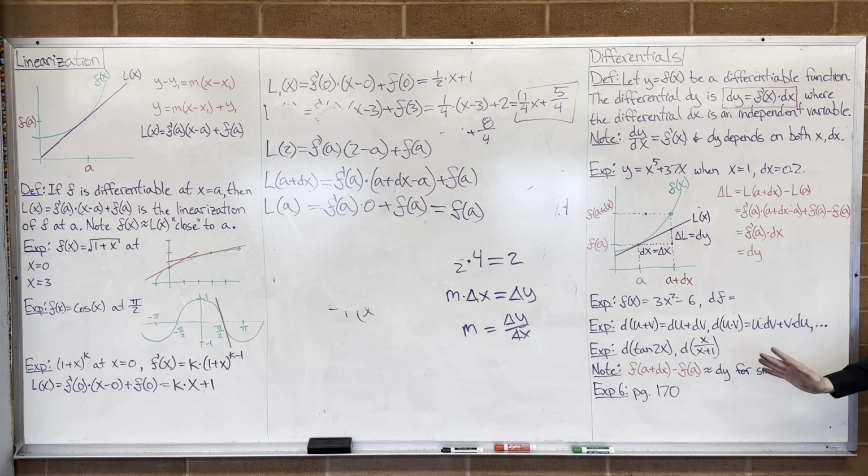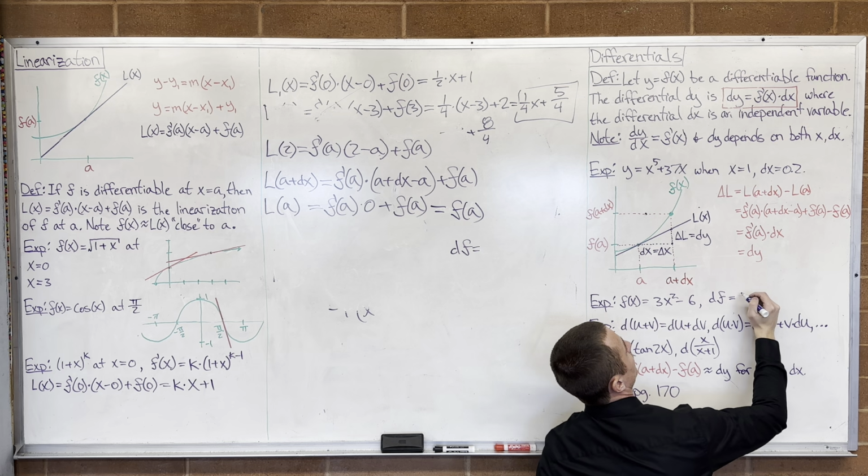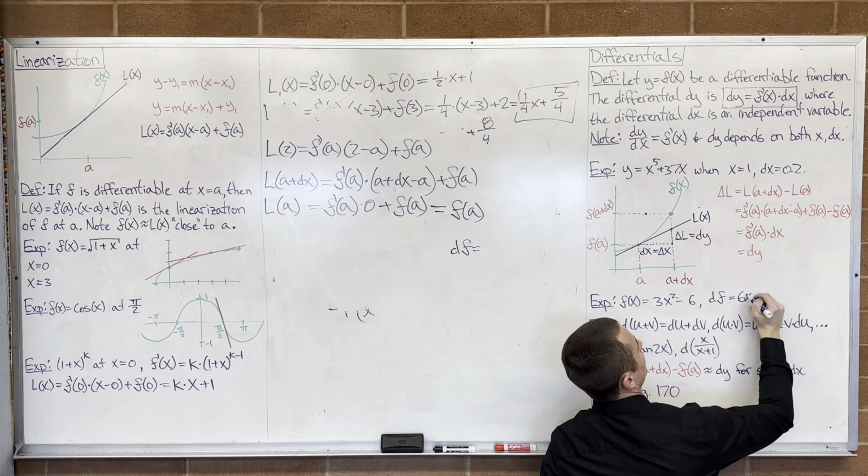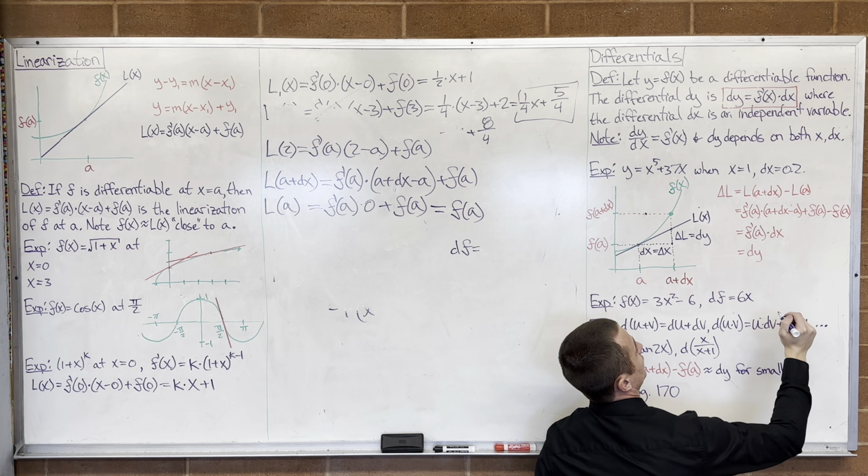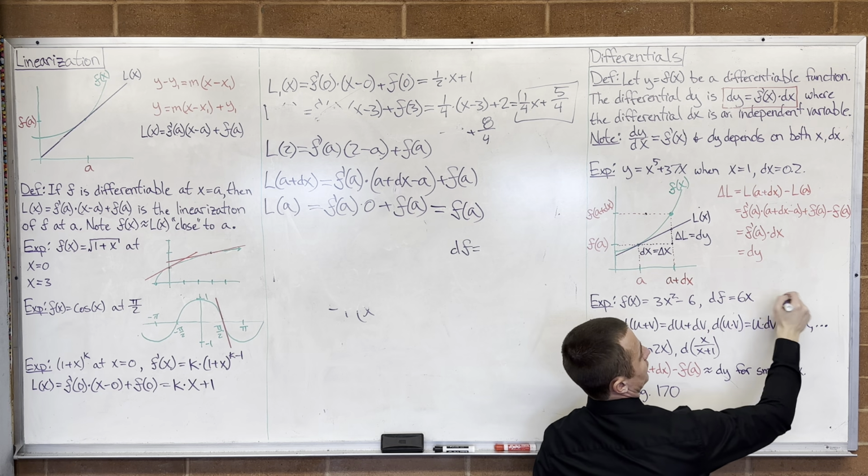Don't be scared of different notations that you'll see this with. So here once again, I have f of x is equal to 3x squared minus 6. Let's find df. What is df? Tell me exactly what to write. df is going to be f prime of x. So what is that? That's going to be 6x minus 0, which is 0.